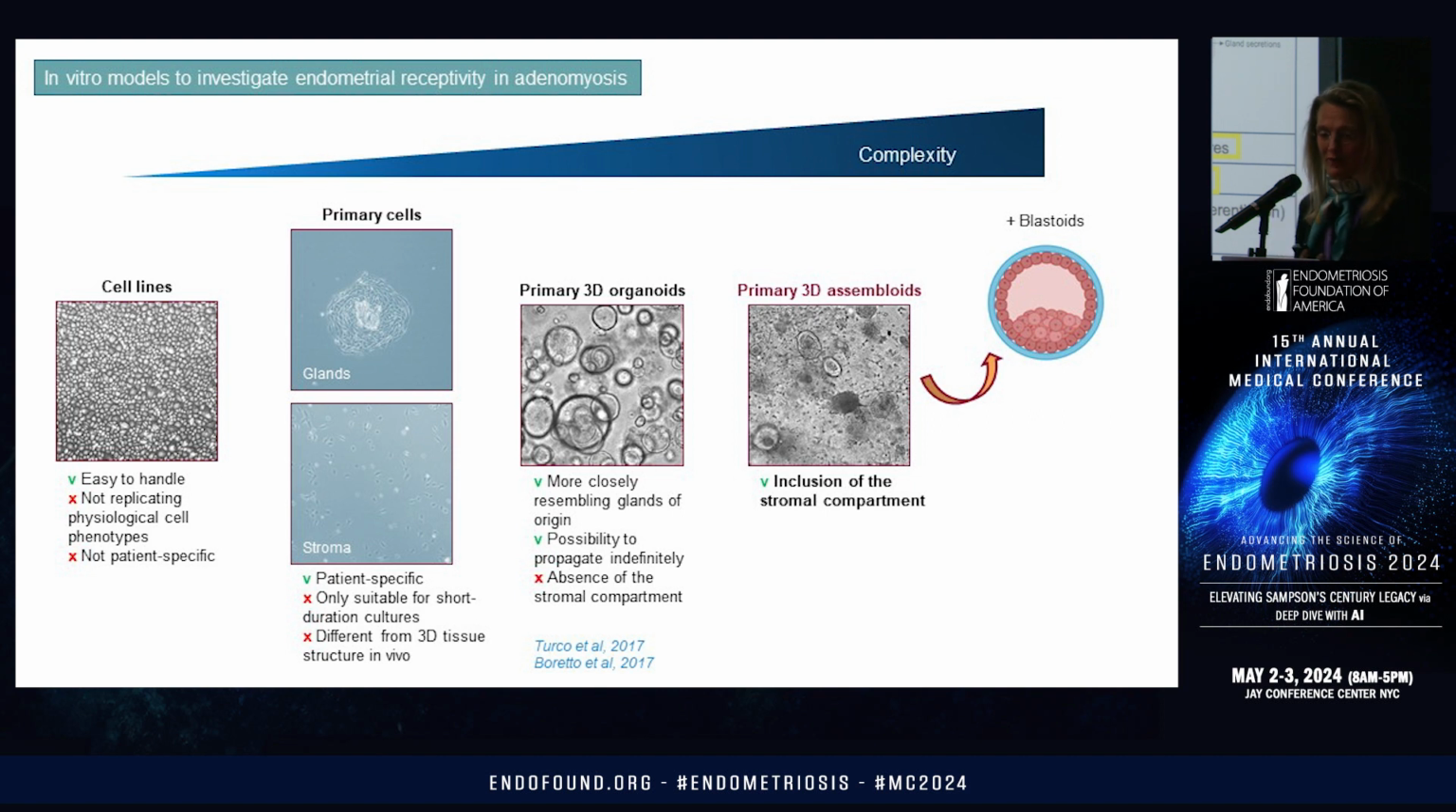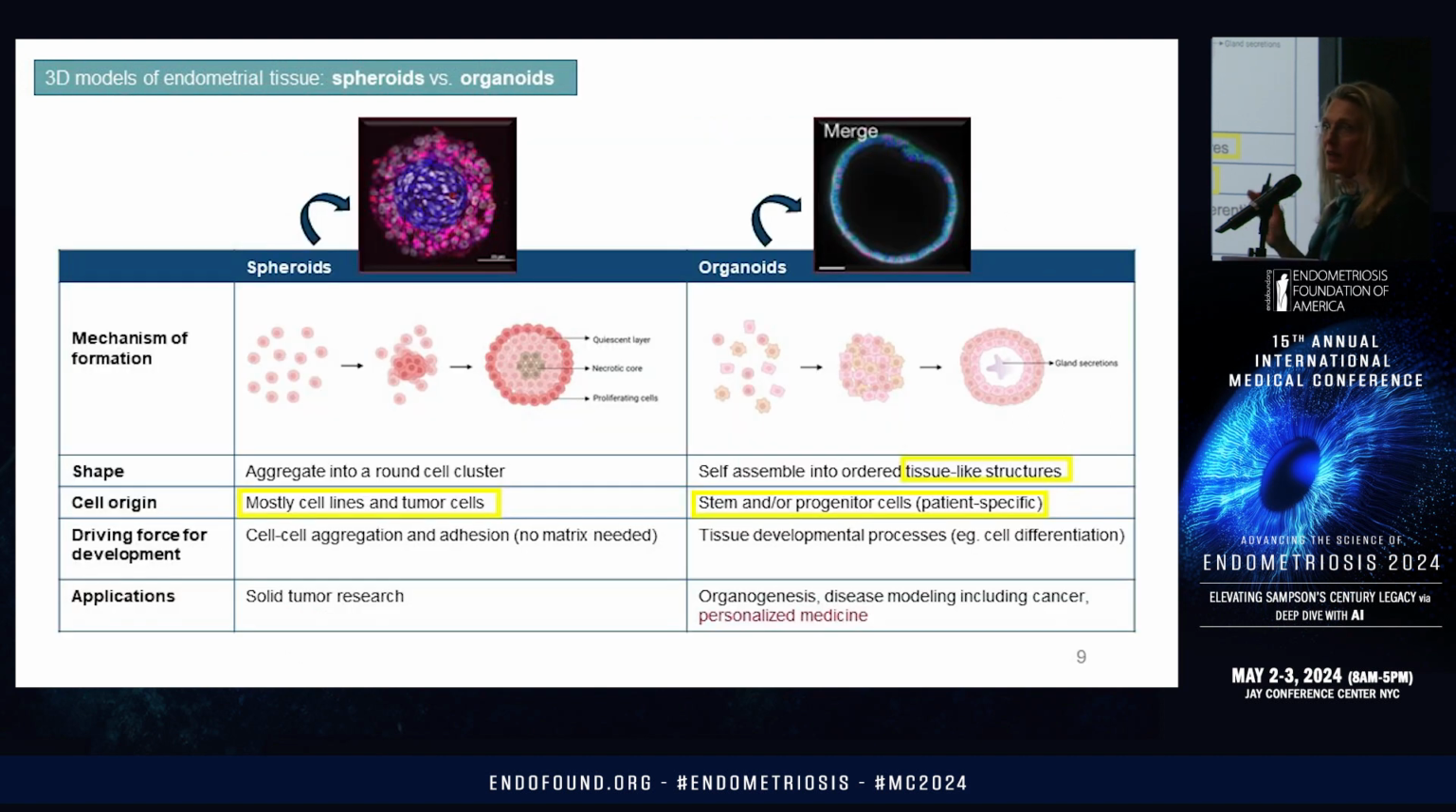I'm sure you all have heard about spheroids. So just to be clear, for the difference between the spheroids and the organoids: the mechanism of formation of both is very different. Spheroids are usually taken from cell lines, or eventually tumor cells. And you see it's just an aggregation of all the same cells that will put themselves in a spheroid. But you see here a necrotic core, and then the proliferating cells are pushed outside. So the driving force for the development of these spheroids is cell-cell aggregation and adhesion together. So there is no matrix that is needed, and the application is solid tumor research.